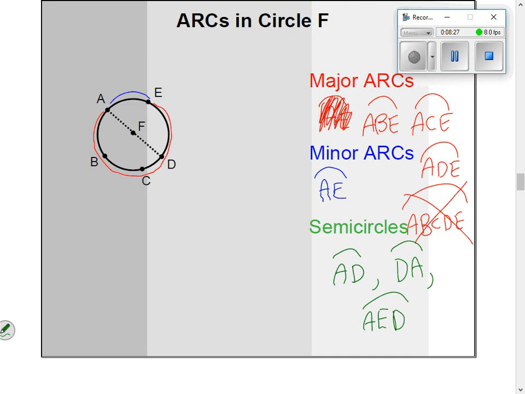But the semicircle, I'm only requiring you to have 2 letters to label. Cool? Okay. All right, let's continue.